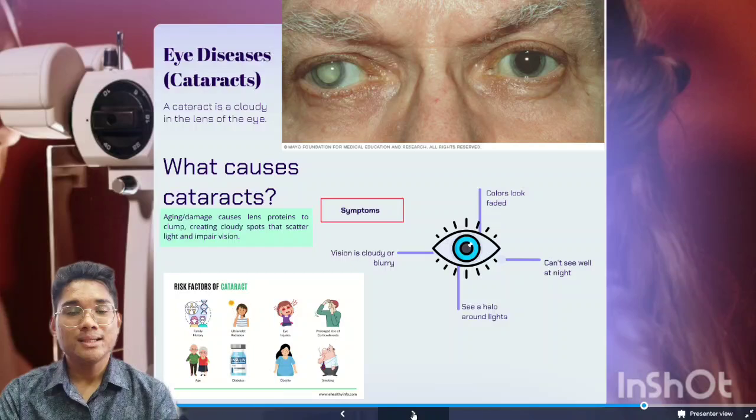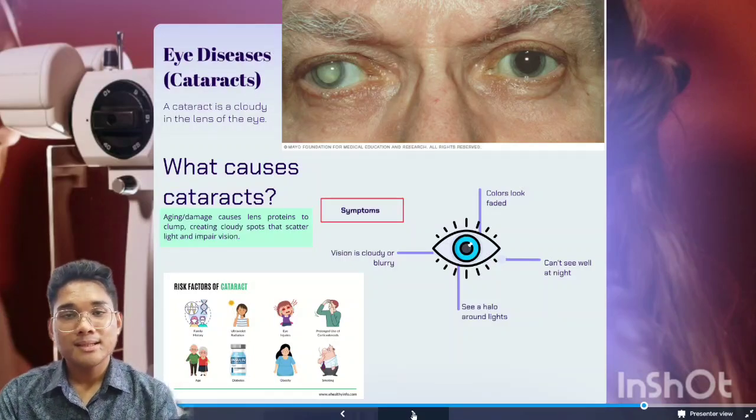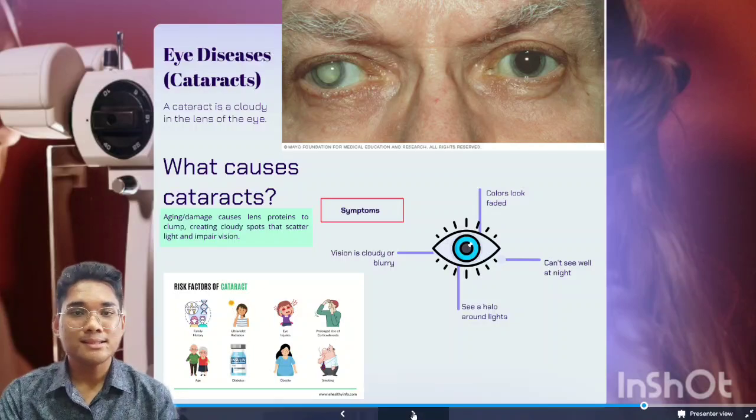Cataracts occur when the clear lens of the eye becomes cloudy, preventing light from passing through properly. Most cataracts are age-related, but other factors can contribute as well. The symptoms of cataracts include blurry or cloudy vision, colors appearing faded, difficulty seeing at night, as well as sensitivity to bright lights and halos around them.